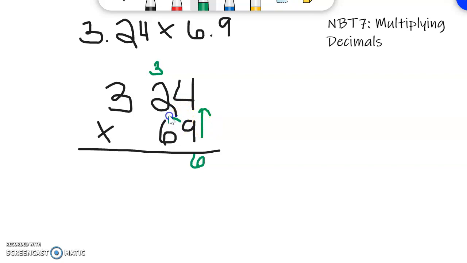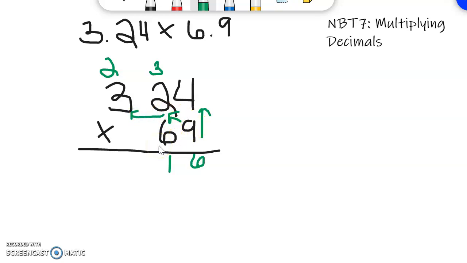Now I'm going to distribute the 9 to the 2. 9 times 2 is 18, but I regroup the 3, so I have to add that 3 into my 18. And 18 plus 3 is 21. So the 1 goes down low in the tens place, and the 2 is regrouped up top to the hundreds place. Now I'm ready to distribute the 9 to the 3.